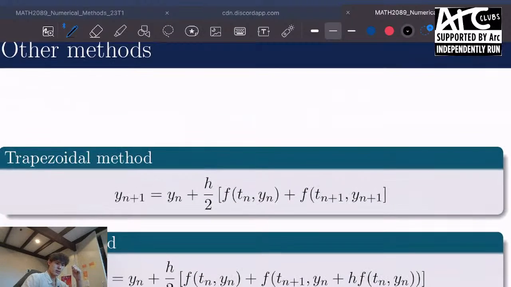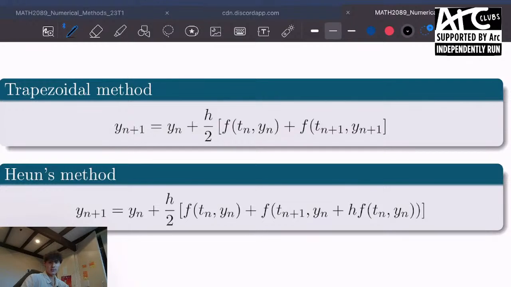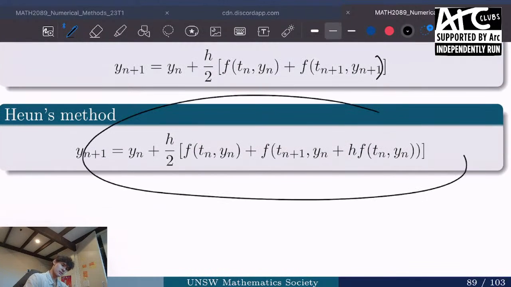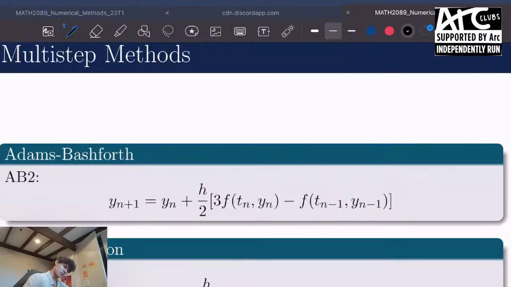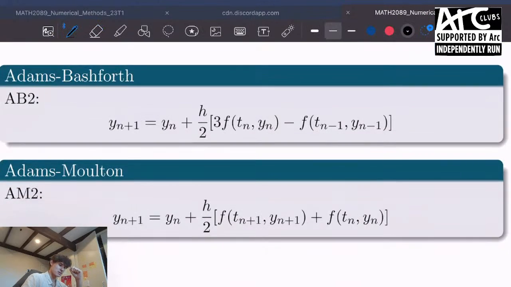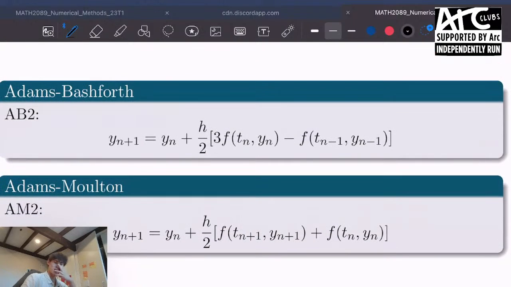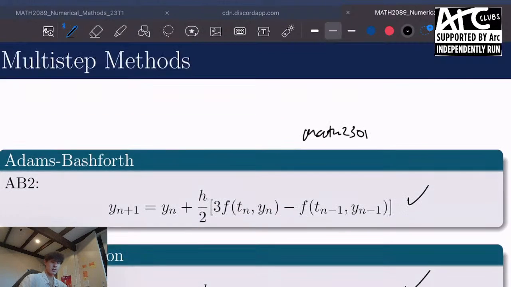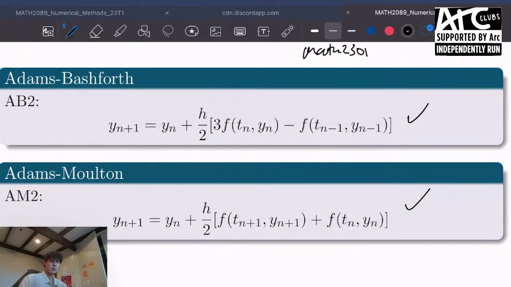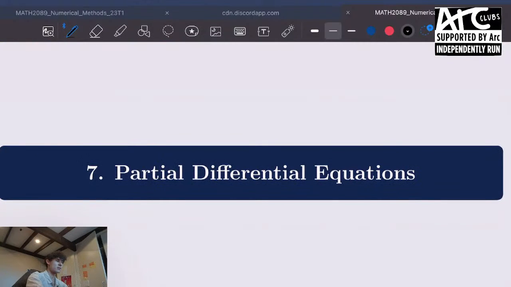So we're going to briefly overview other methods. One is the trapezoidal method. Another is Heun's method, which is here. And what we can also look at is multi-step methods, that's Adams-Bashforth and Adams-Moulton. Again, it's very important that you look over these, especially for Math 2, and how they work in a more theoretical sense, rather than just doing calculations. But in the interest of time, we will be moving on now to PDEs for Math 2089. So I'll be handing over to Anne to finish it off.